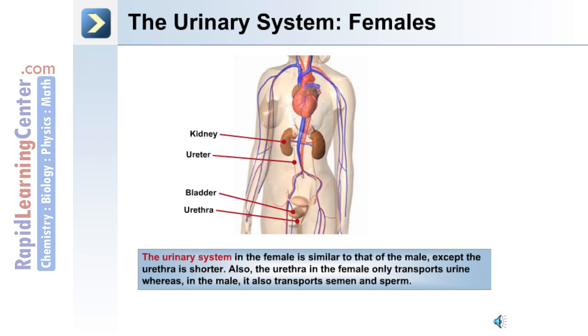As mentioned, the urinary system in females is similar except the urethra is shorter. Also, another key difference is that in the female, the urinary system only transports urine, whereas in the male, it also functions as part of the reproductive system by transporting semen and sperm.